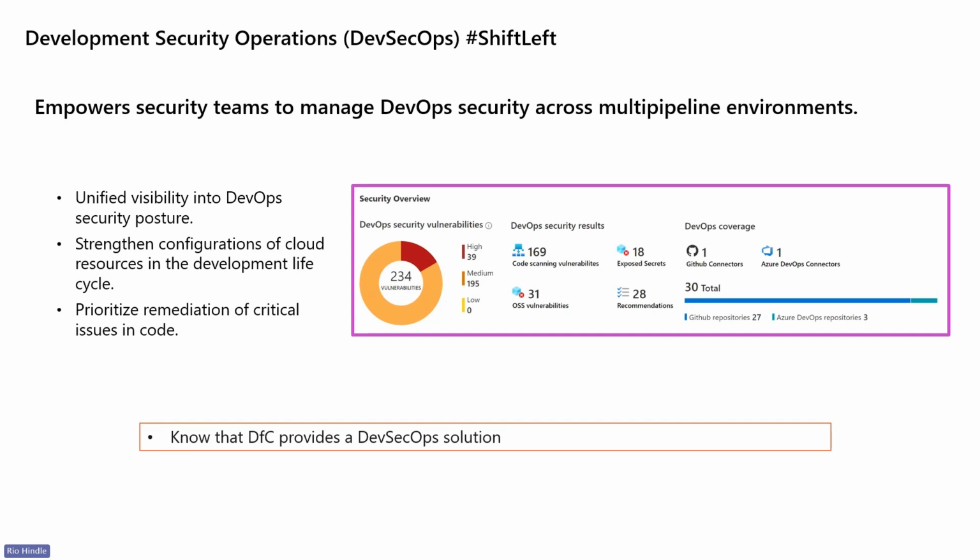Key capabilities of Defender for DevOps include unified visibility into security posture, strengthening cloud resource configurations throughout the development lifecycle, and being able to prioritize remediation of critical issues in the code itself.